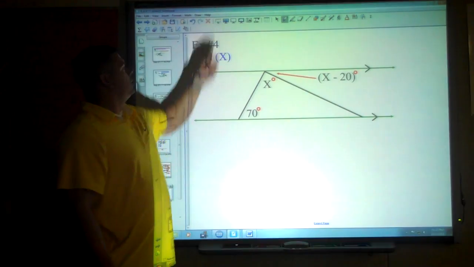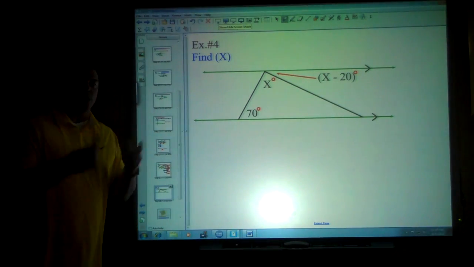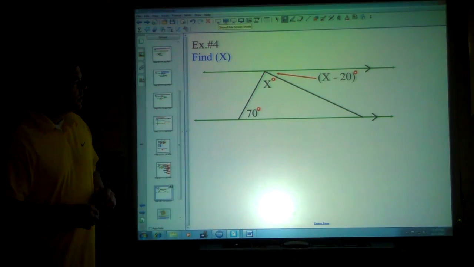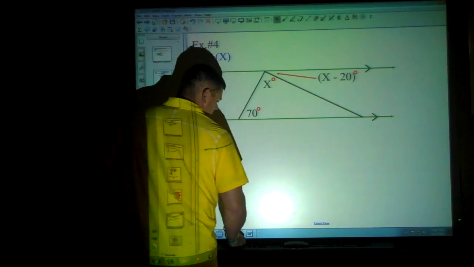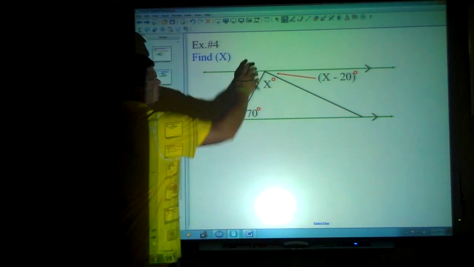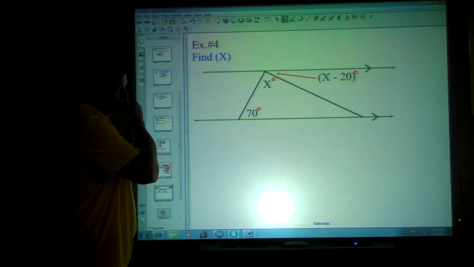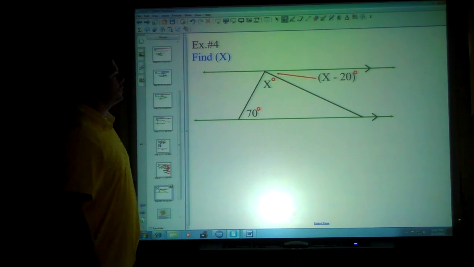Our last problem, again, we are trying to find the value of x. We don't need to give the reasons in this one. Let's think about what we have here. This is a little bit difficult at first. People see that this triangle in here, and they forget that they are actually dealing with some transversals.